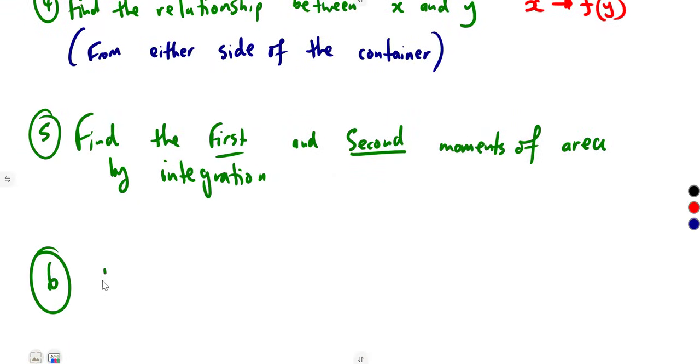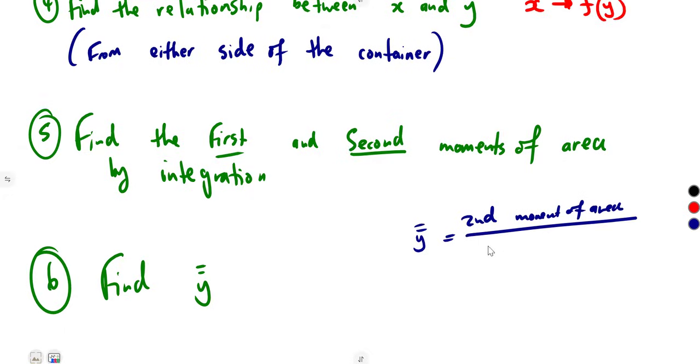So we must find the depth of fluid pressure from the first and second area moments. So that is from the second moment of area over the first moment of area, as I mentioned before. Just like that. You're done.